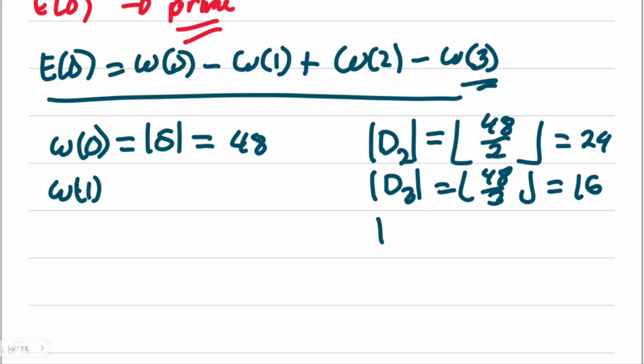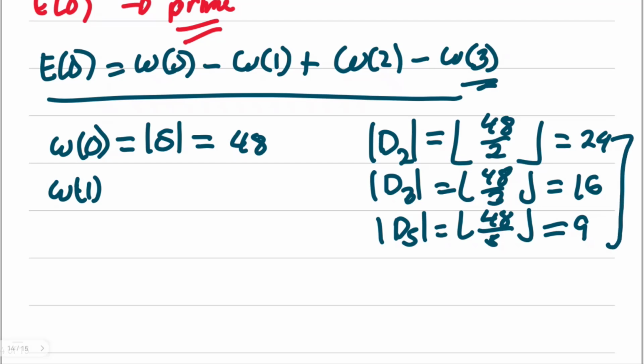You have the cardinality of D sub 5. You have 48 divided by 5. So that's not actually exact, but since we're using the floor function, you have here 9. What are these then? These are your individuals. So this is your omega of P sub 1, omega of P sub 2, and omega of P sub 3.